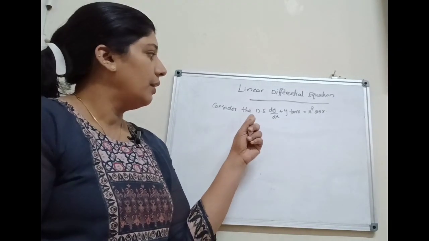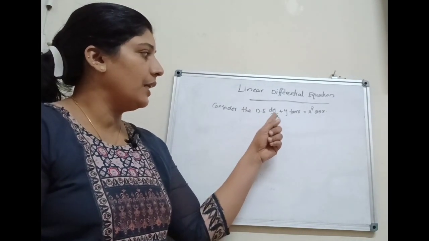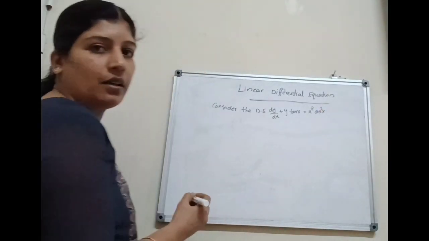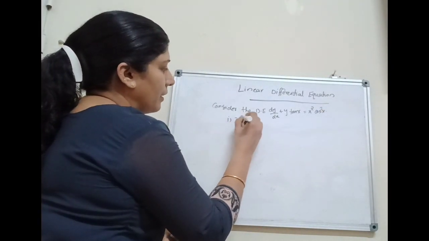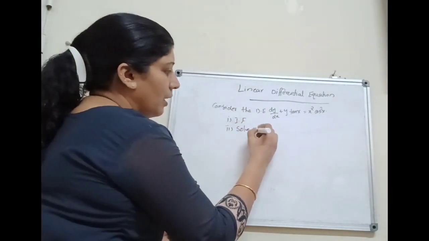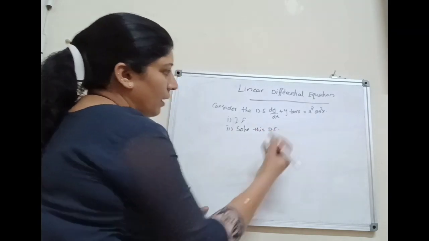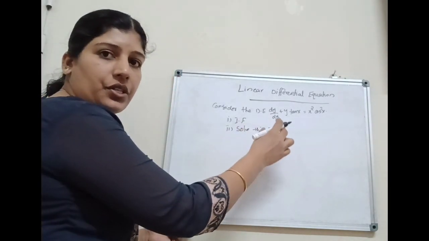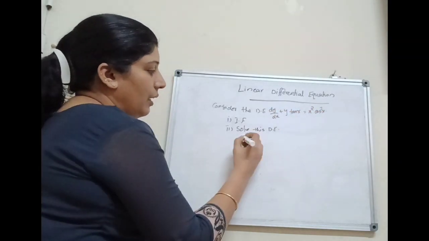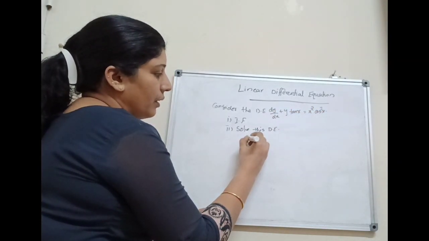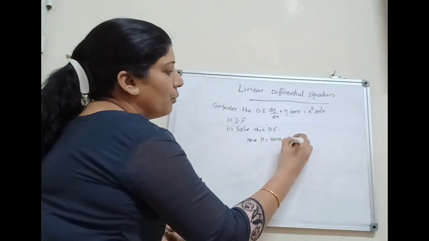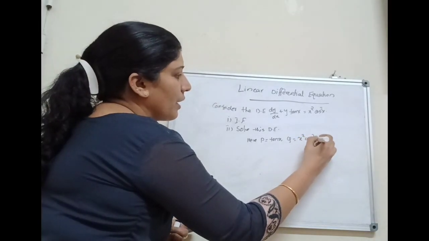Consider the question. Solve the differential equation dy by dx plus y tan x equal to x square cos square x. First question, find the integrating factor. Then second question, solve the differential equation. First you have to consider it is a linear differential equation, therefore dy by dx plus py equal to q. Now here in this question, p equal to tan x and q equal to x square cos square x.